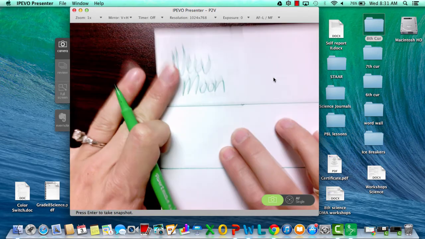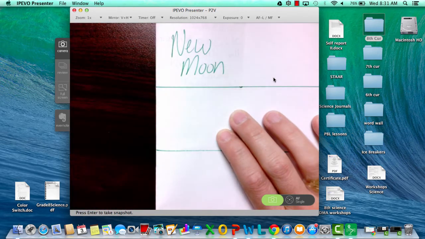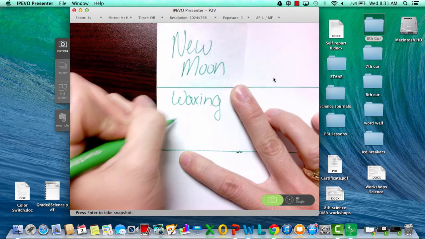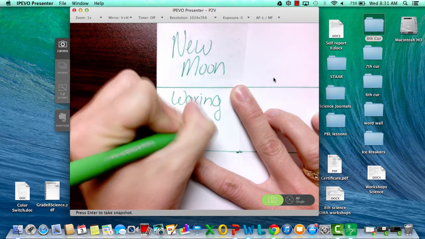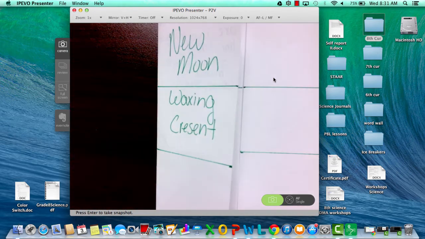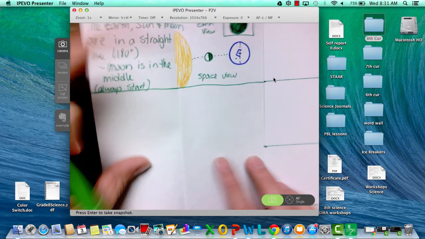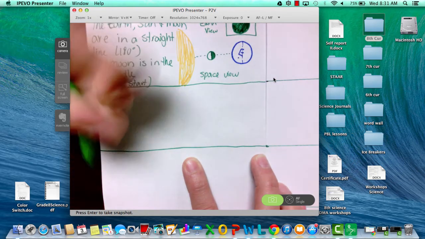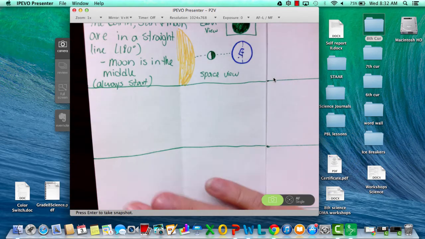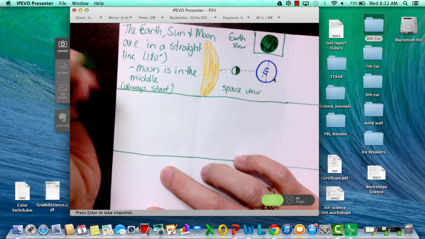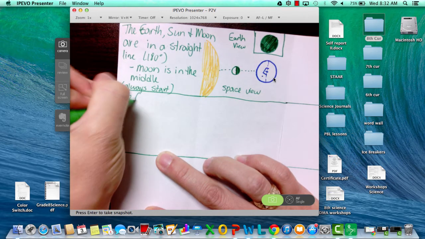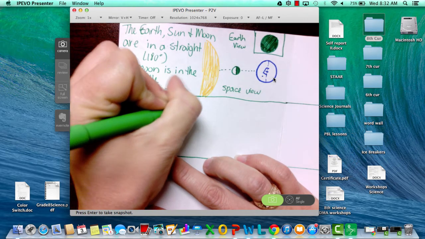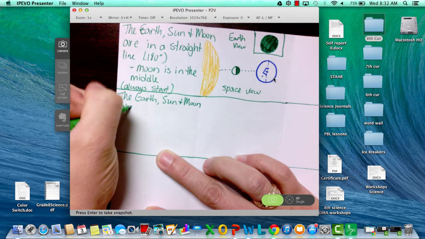Right, so the next phase of the lunar cycle is called a waxing crescent. Now, if you all know what a crescent shape is, a banana, some people even like to call it God's fingernail, that is a crescent. So let's go ahead and extend the lines. So during a waxing crescent, the Earth, Sun, and Moon are at a 45-degree angle.